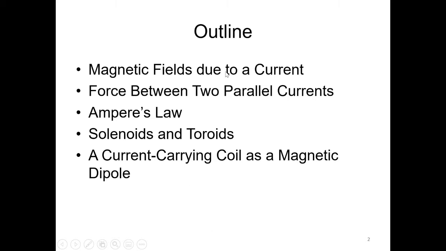So this is the outline of this chapter. We talk about the magnetic field due to a current, and the force between two parallel currents. And then this is the main part of this chapter, Ampere's law, and this is one of the Maxwell equations.